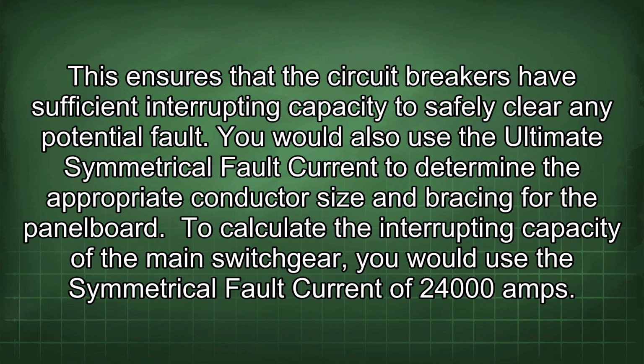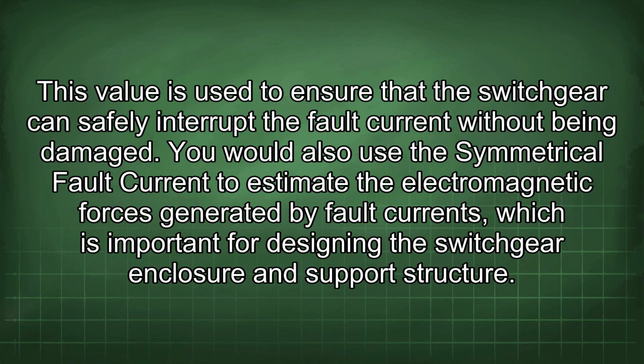You would also use the ultimate symmetrical fault current to determine the appropriate conductor size and bracing for the panel board. To calculate the interrupting capacity of the main switchgear, you would use the symmetrical fault current of 24,000 amps. This value is used to ensure that the switchgear can safely interrupt the fault current without being damaged. You would also use the symmetrical fault current to estimate the electromagnetic forces generated by fault currents, which is important for designing the switchgear enclosure and support structure.